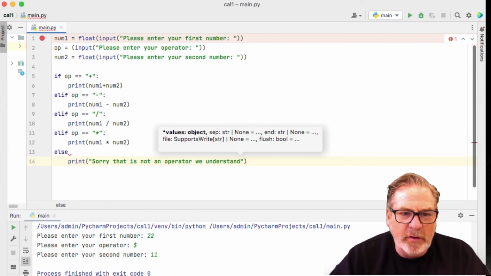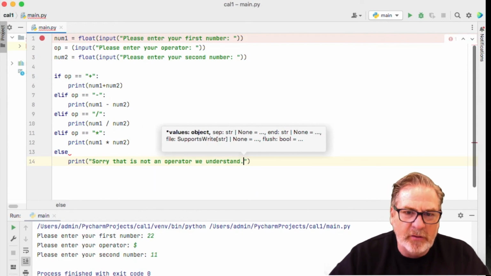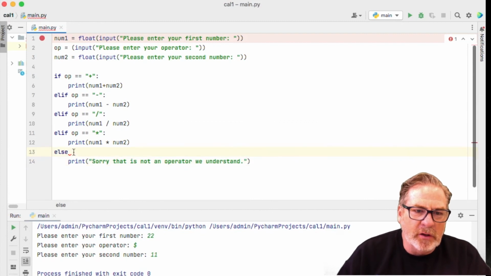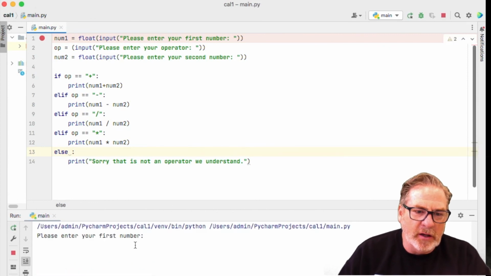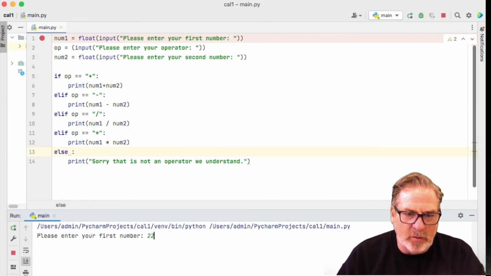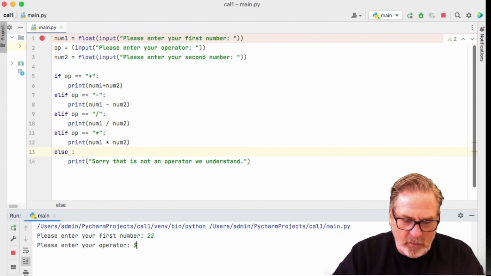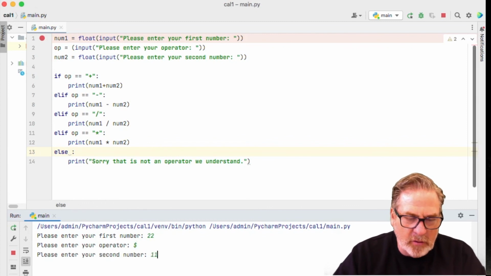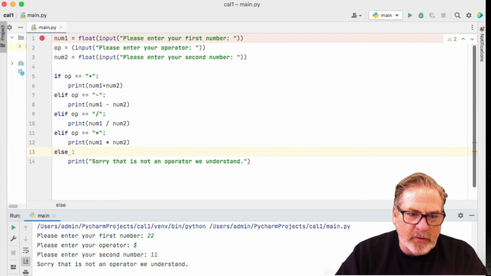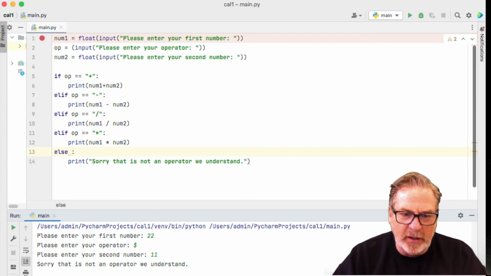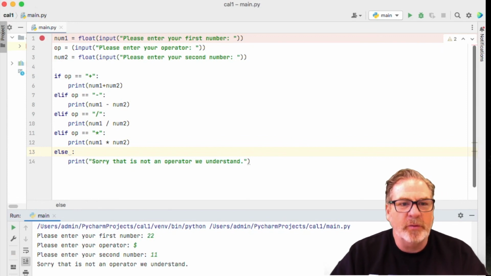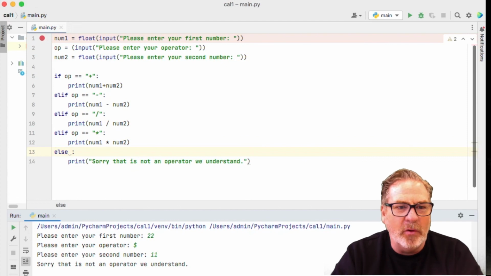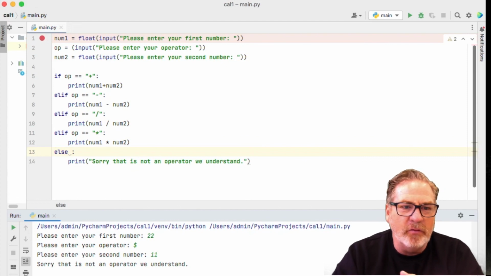Okay, we just said, sorry, that is not an operator that we understand. Now I am missing a colon. So let's clear this and try it again. Enter your first number, 22. Enter $ sign. Enter 11. Sorry, that is not an operator we understand. Okay, so pretty simple. Great example of if, else.